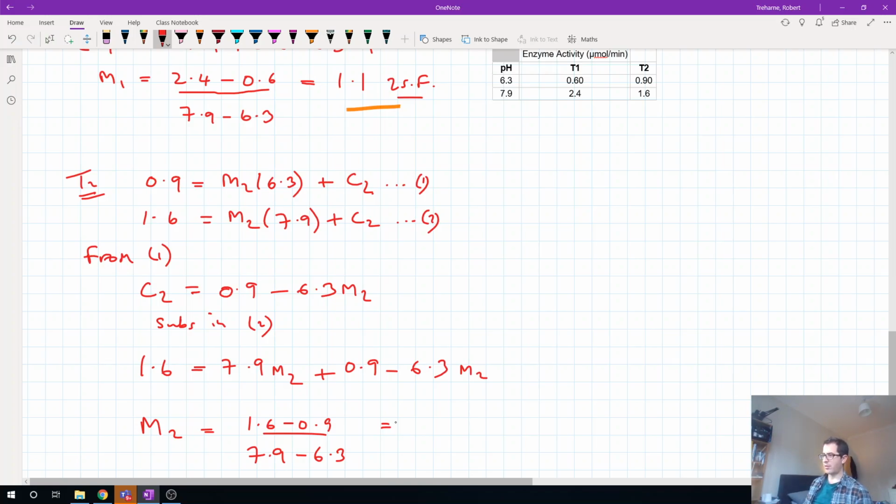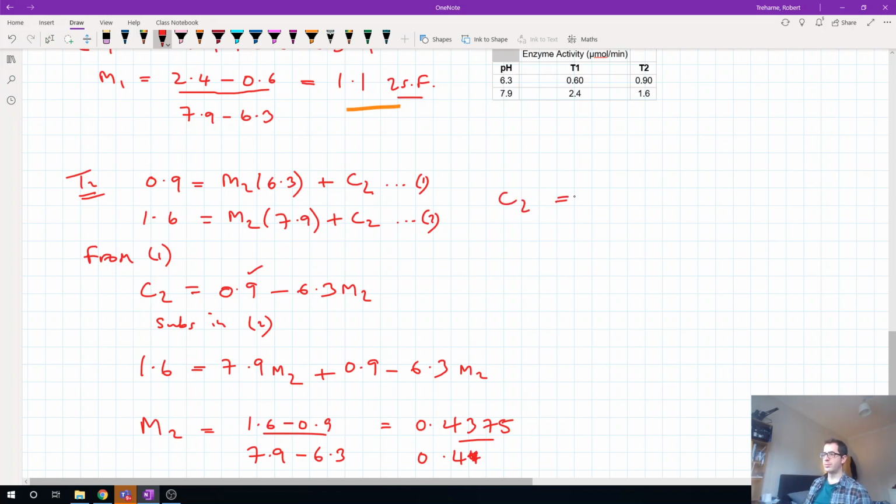Gives me a value of 0.37. Oh, 0.4375, or 0.44 to 2 sig fig. And actually, if you look at it, I've only got 1 sig fig here. So this should really only be to 0.4. Okay, I'm going to use this value in my calculation of C2.